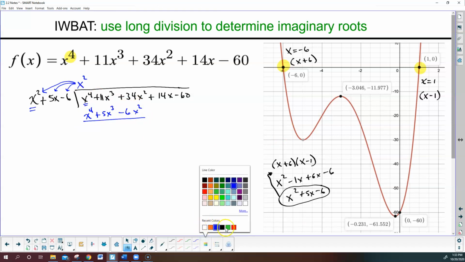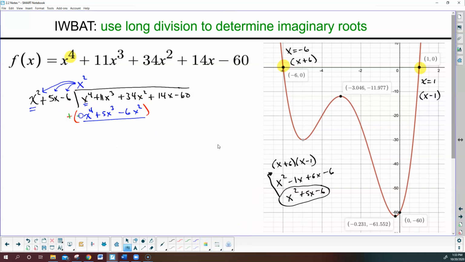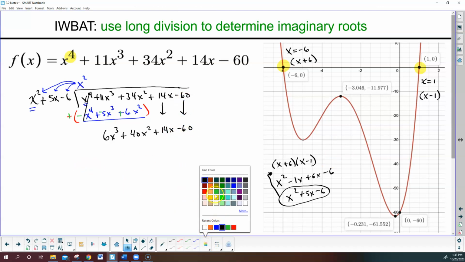And then when we do that, we always subtract. But I don't like to think of it as subtraction. I like to think of it as adding the opposite value of each term. So notice how each piece changed. So then when I do this, if I do it right, the x to the fourth will go away. And then we're left with a 6x to the third and a 40x squared. Now technically, we didn't do anything with the other two terms, so that drops down. And now it's like a brand new problem.